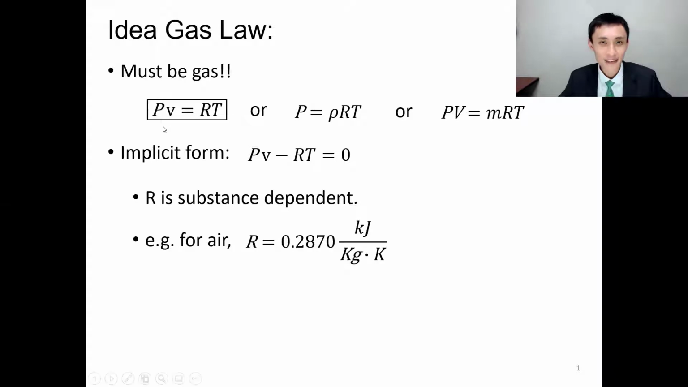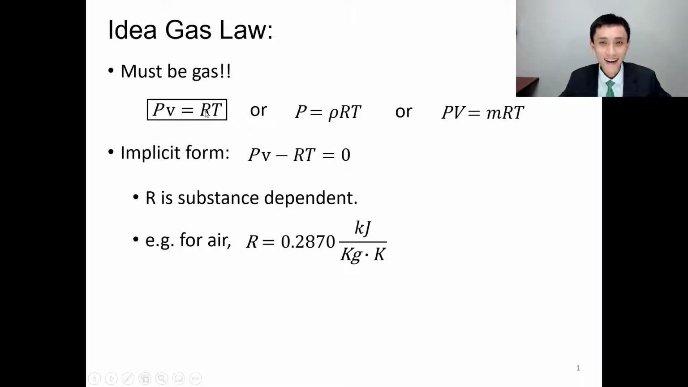If we write it as P little v equals RT, then we don't need to deal with mass anymore. So in thermodynamics, most likely we use this form, P little v equals RT. In this format, R is the gas constant, and it only depends on the substance, not on the pressure or temperature. For example, if the substance is air, then this is the R value for air.